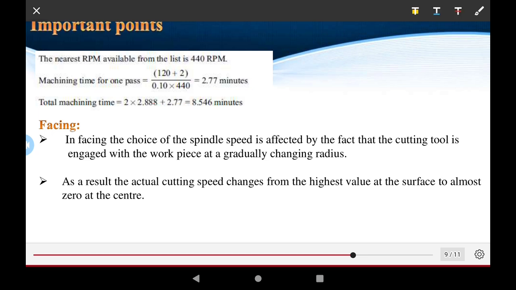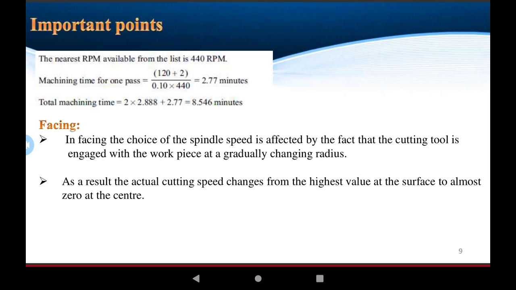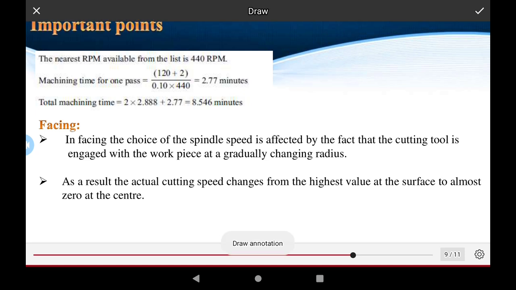The total machining time is two times the machining time, 2.888 plus 2.88 plus 2.77. Find out the total machining time: the operations to complete the job take 8.56 minutes. Okay, that is the time to complete this job.